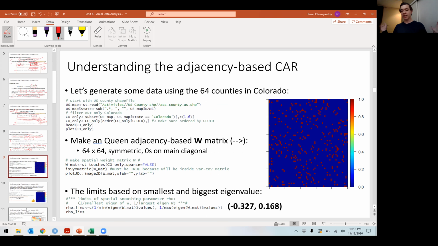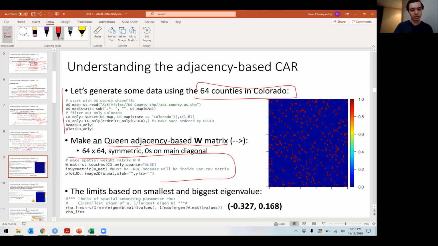So before we despair entirely and you just log off and say, well, why are you teaching me this? It's completely useless. Let's try and generate some data to get a sense for how this thing behaves. So here I'm using the 64 counties in the great state of Colorado, where I live. All this code is familiar to you guys. I'm pulling off just the counties in the state of Colorado, making a queen adjacency matrix.